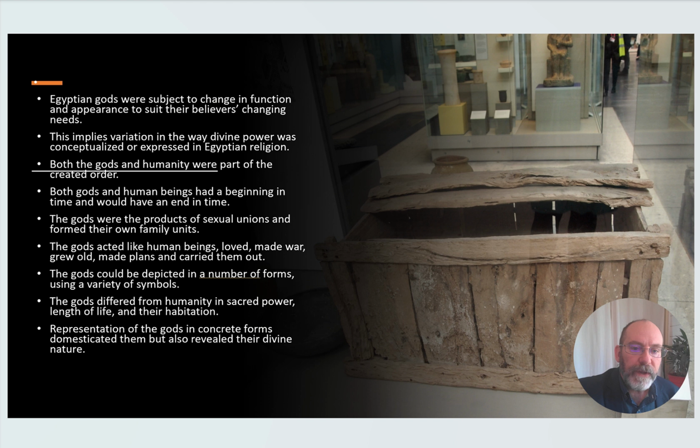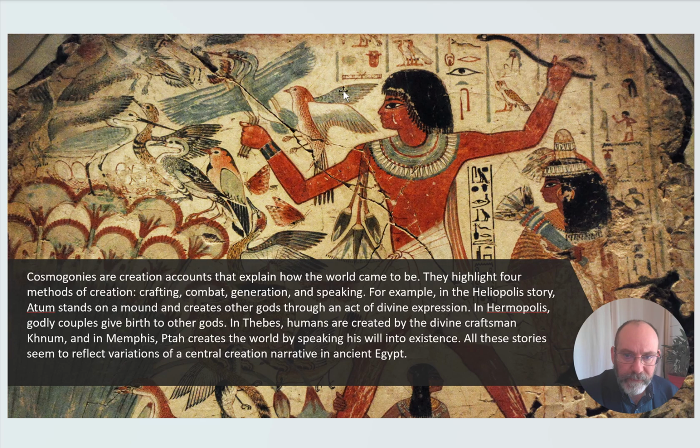So both gods and human beings had a beginning in time and would have an end in time. The gods were the product of sexual unions and formed their own family units. So they do have families. We're going to look at a couple of creation accounts as they understood them. We're going to see that there's a couple different ways in which they thought creation took place. So they have a lot of different stories.